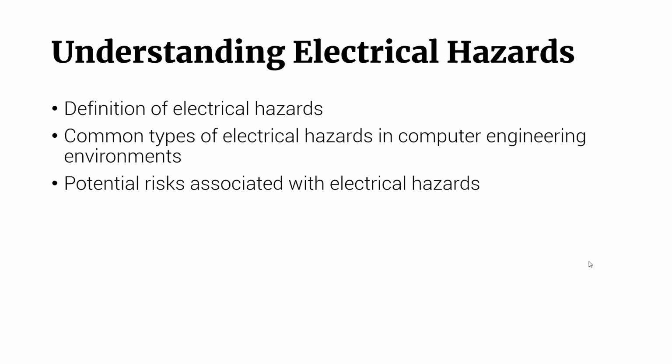And what are the common types of electrical hazards, especially in a computer engineering environment? We have electric shock, arc flash, electrical fires, overloads and short circuits, and high voltage. When we say electric shock, ano ba ito? It occurs when the body becomes part of an electrical circuit, typically due to direct contact with energized equipment or faulty wiring. Yung makukuryente ka. Yung akala mo dumaan sa kuryente. To be honest, dumaan talaga sa kuryente kaya ka na-shock.